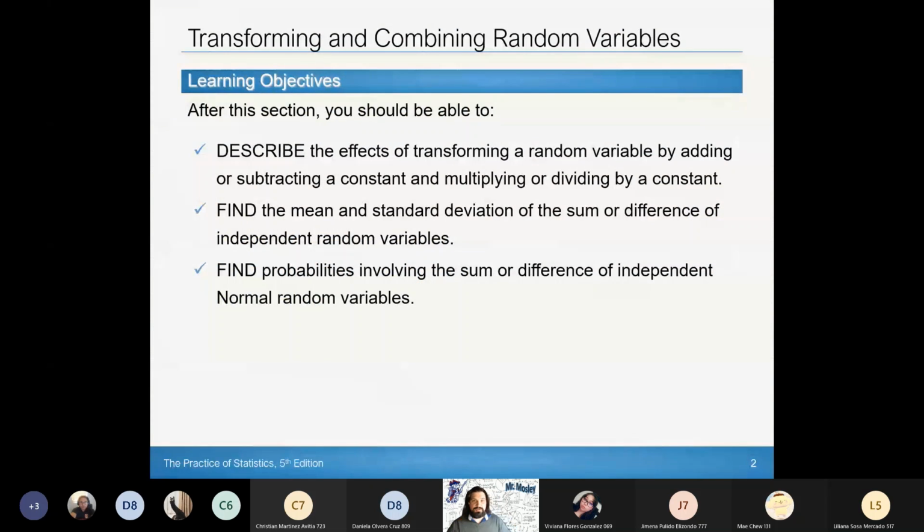All right, so today we are going to learn how to describe the effects of transforming a random variable by adding or subtracting a constant and multiplying or dividing by a constant. We're going to find the mean and standard deviation of the sum or difference of independent random variables. And then finally, we'll find probabilities involving the sum or difference of independent normal random variables.